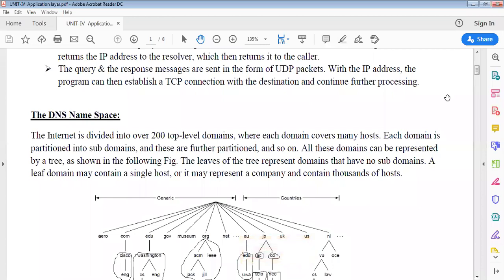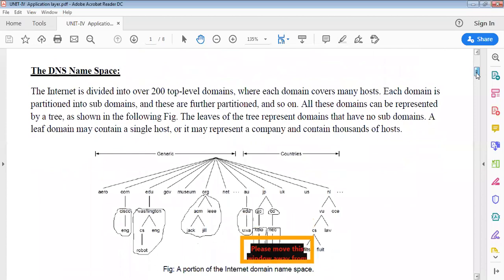In the bottom line, remembering domain names is very simple compared to IP addresses. So let us understand this domain namespace, how they are divided, where each domain covers many hosts. All these we can call the hosts.